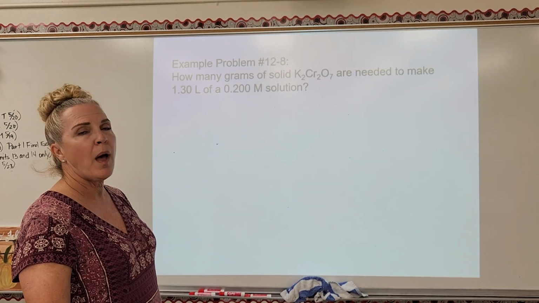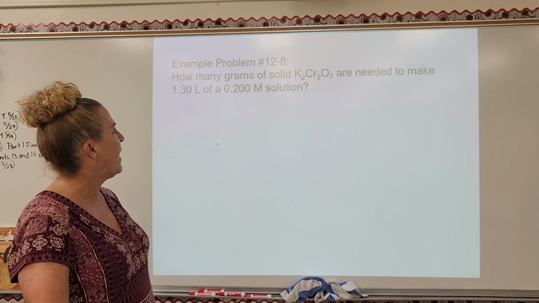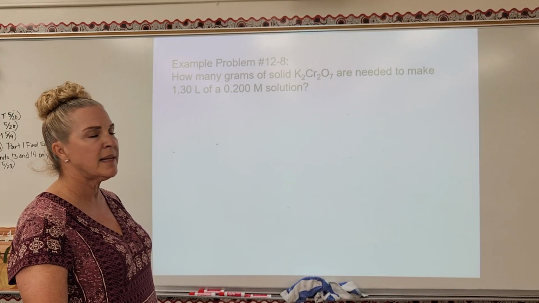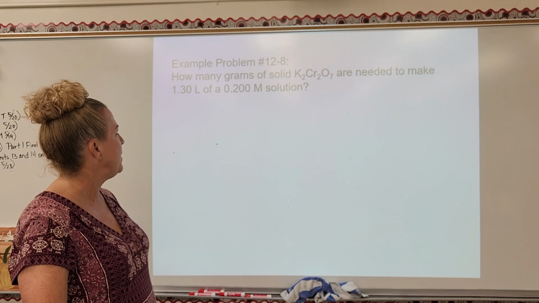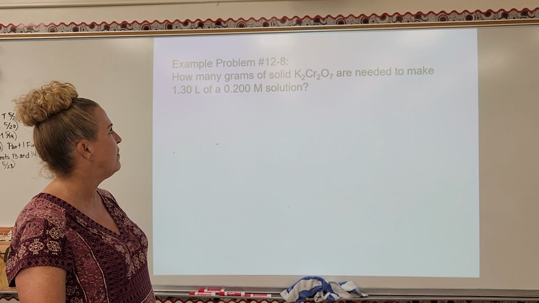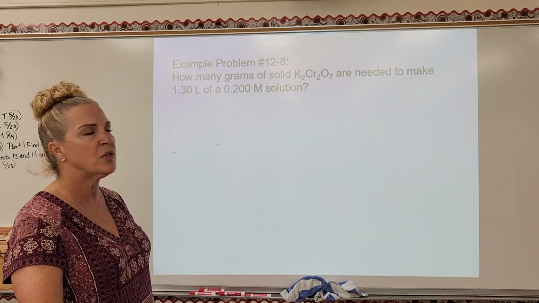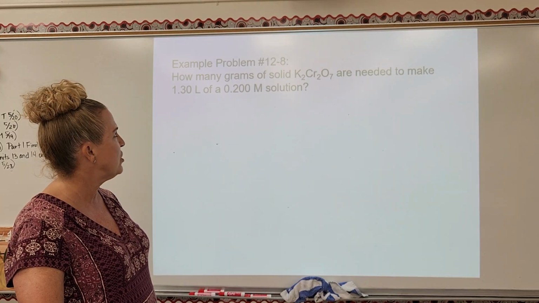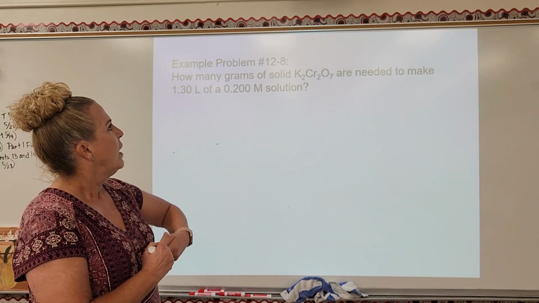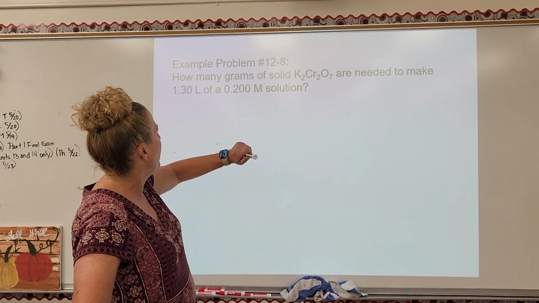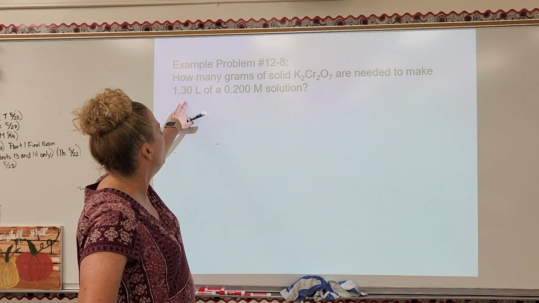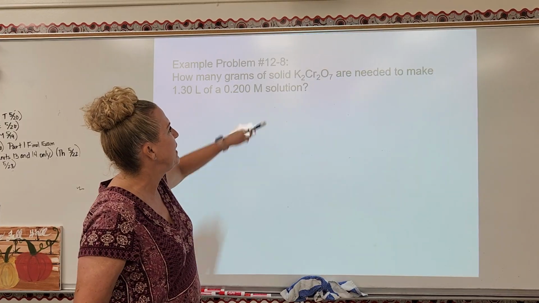All right, last problem for me, 12-8. How many grams of solid potassium dichromate are needed to make 1.30 liters of a 0.200 molar solution? All right, how many grams of solid potassium dichromate? We have the volume and we have the molarity.